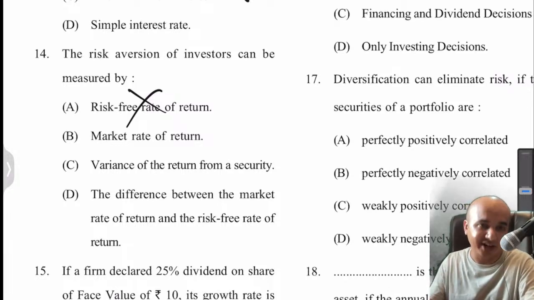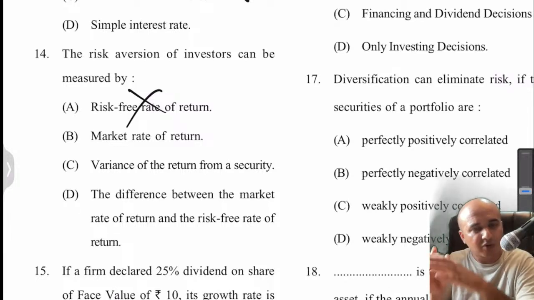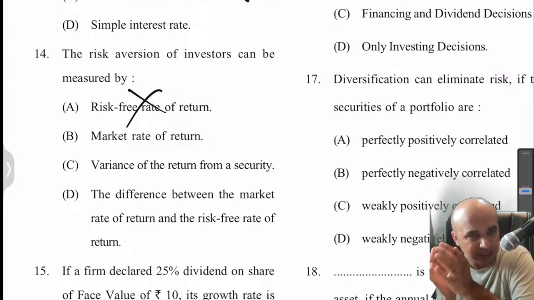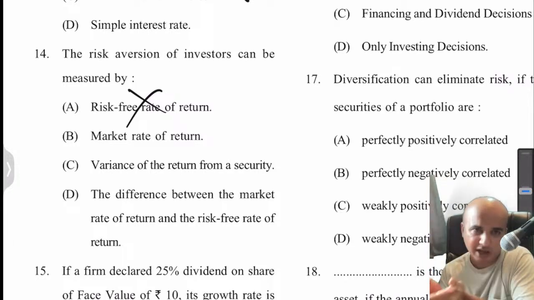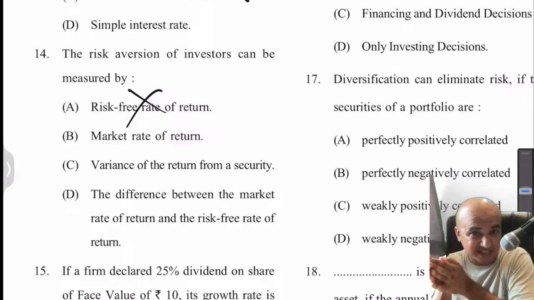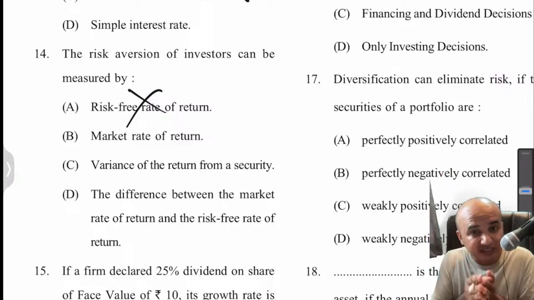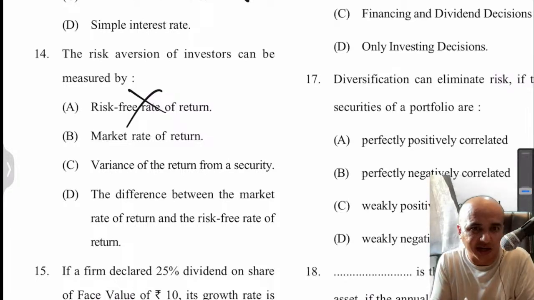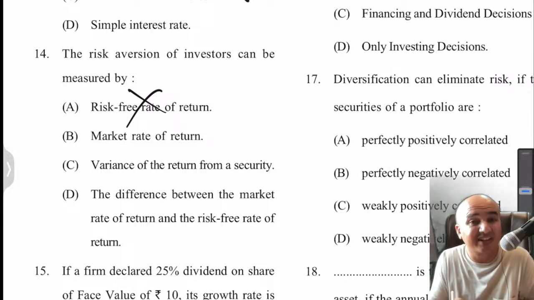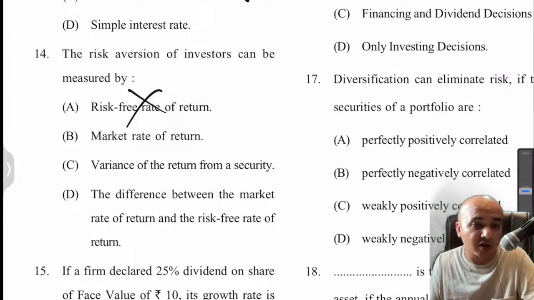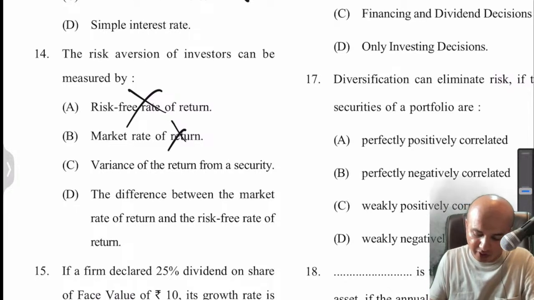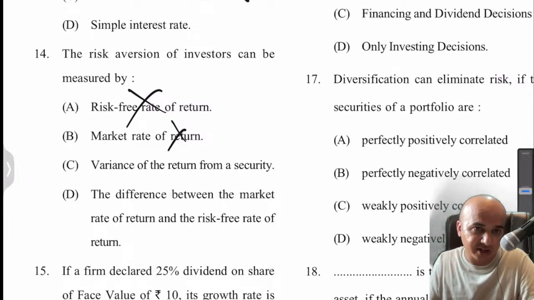Then we have market rate of return. See, market rate of return represents what? The overall rate of return earned by investors, let's say in a particular market or particular asset class. It in fact reflects the collective performance of all the investments in a market. So how will this tell me about the risk aversion? This will also not tell me about the risk aversion. Okay.